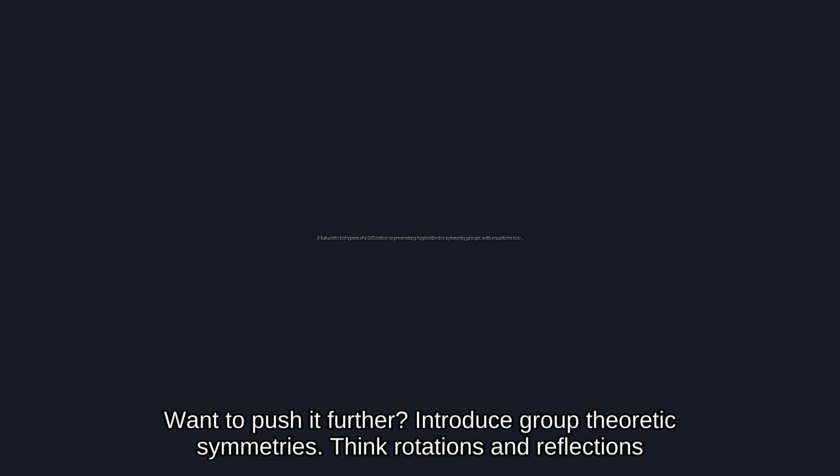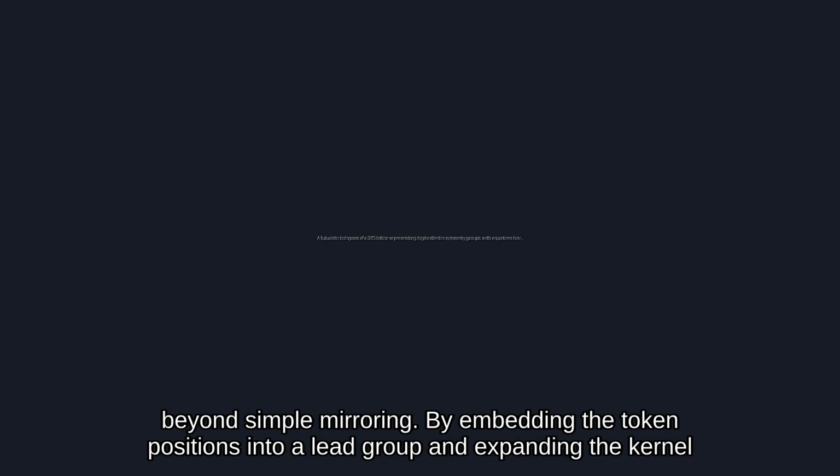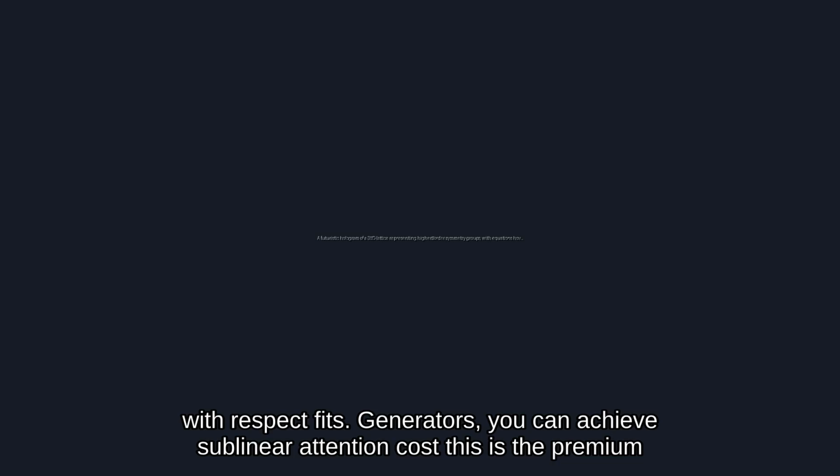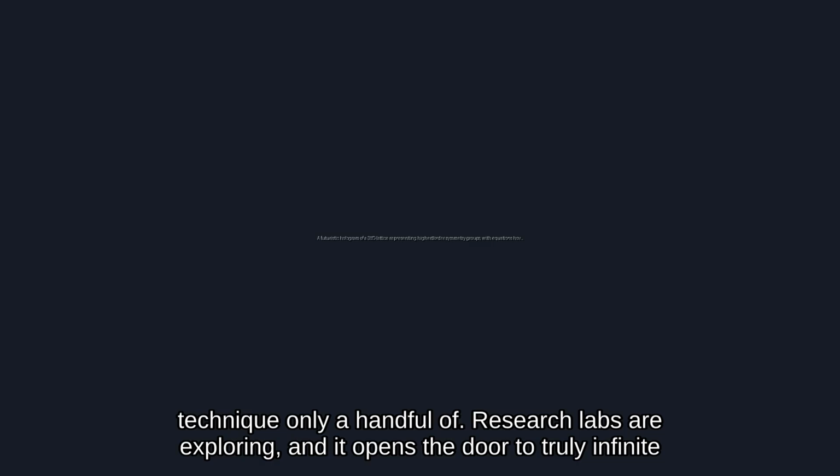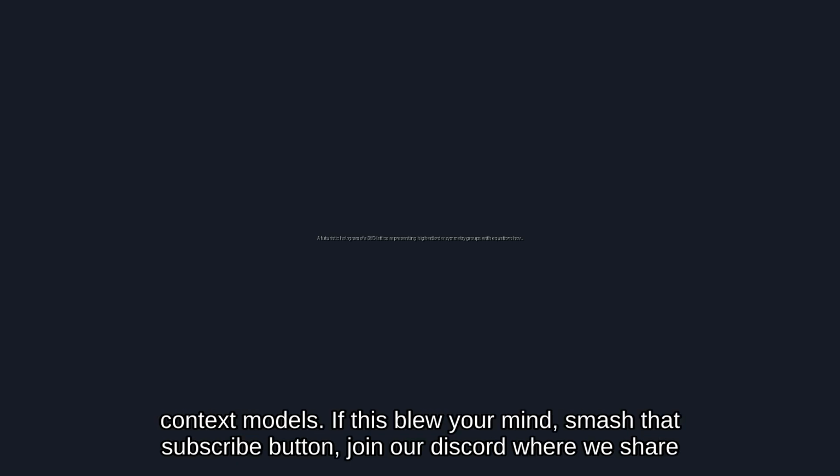Want to push it further? Introduce group theoretic symmetries. Think rotations and reflections beyond simple mirroring. By embedding the token positions into a Lie group and expanding the kernel with respect to its generators, you can achieve sublinear attention cost. This is the premium technique only a handful of research labs are exploring, and it opens the door to truly infinite context models.